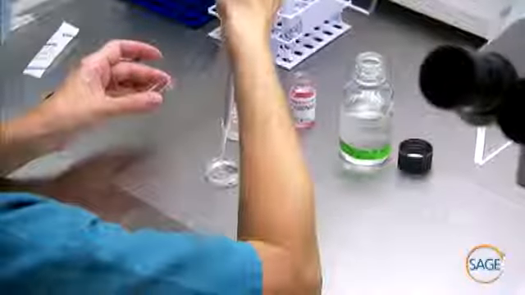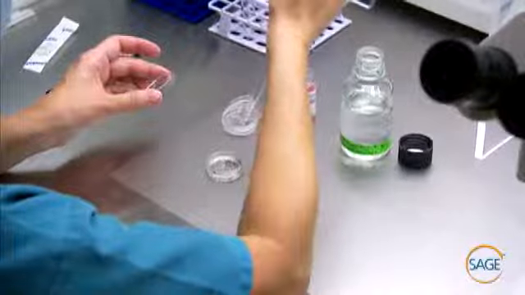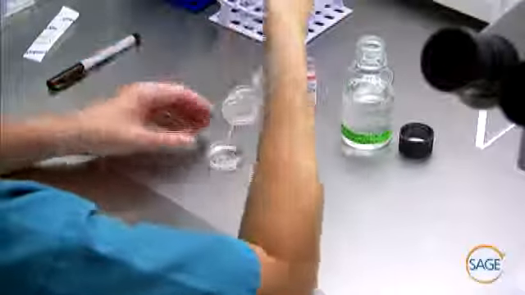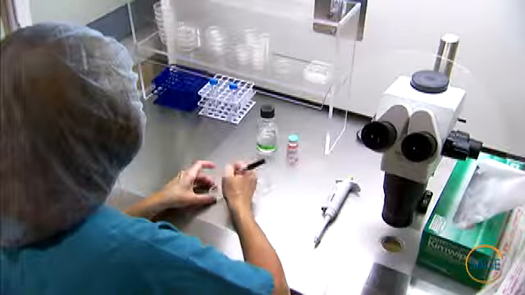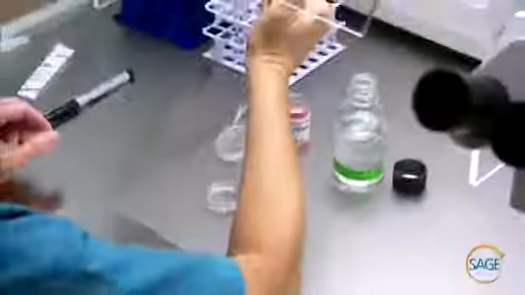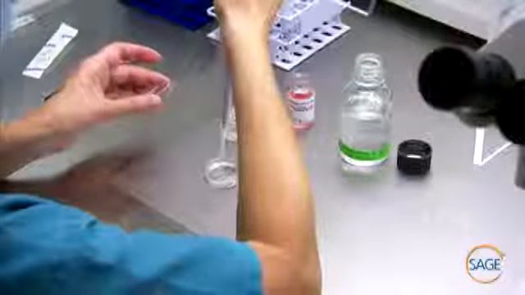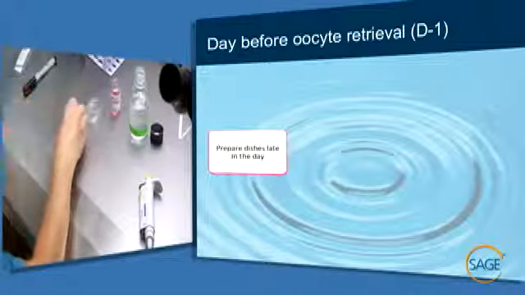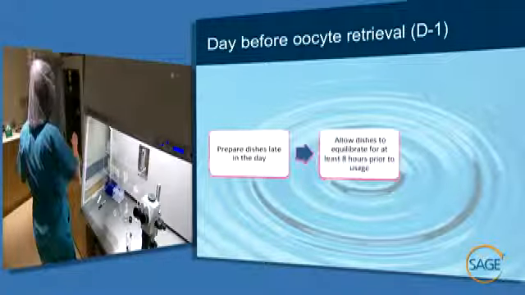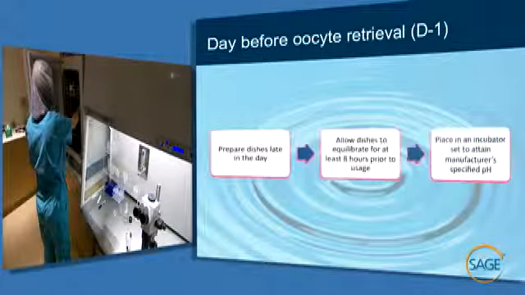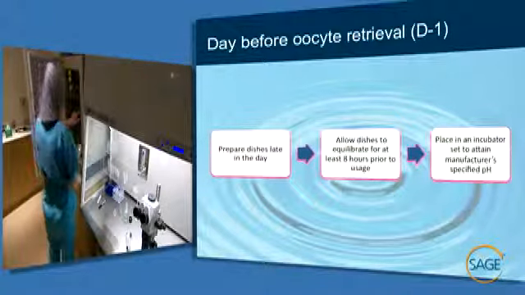Each patient should have their dishes prepared individually. No more than 2 culture dishes should be prepared at one time as to avoid evaporation of the media. All culture dishes should be labeled with the patient's name, unique identifier, and dish type. When making drops of medium, use a single wrapped pipette tip, rinsing the tip twice with culture medium before making the droplets. The day before oocyte retrieval, commonly referred to as day -1, dishes should be prepared late in the day and allowed to equilibrate for at least 8 hours prior to usage on day 0, in an incubator set to attain manufacturer's specified pH.